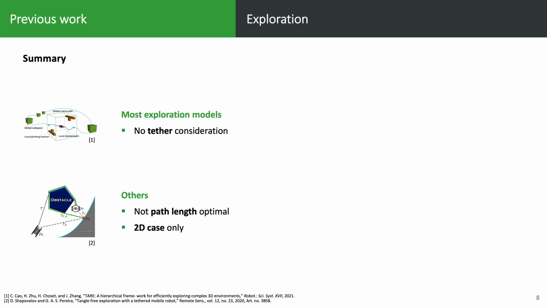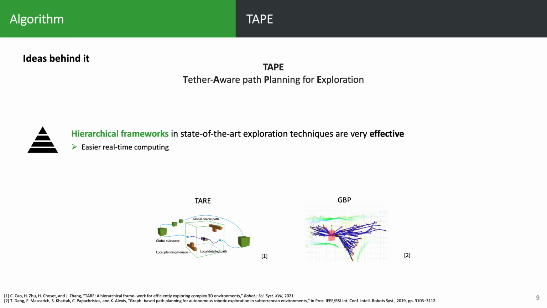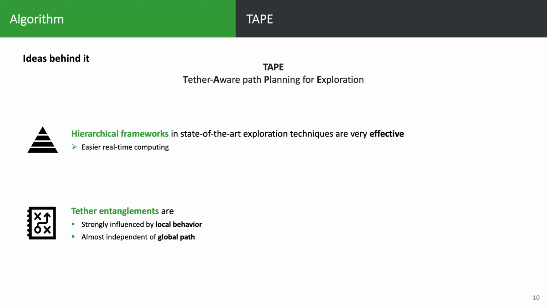Most exploration models that exist do not consider the case of a tethered robot. Those that do are not optimized for path length, and they only consider the two-dimensional case. TAPE is constructed with a hierarchical framework since the state-of-the-art has shown that it is very effective for exploration, and it allows easier real-time computing. We also observed that the tether entanglements are strongly influenced by the local behavior of the robot, and they are almost independent of the global path. We'll come back to it later in the results section.